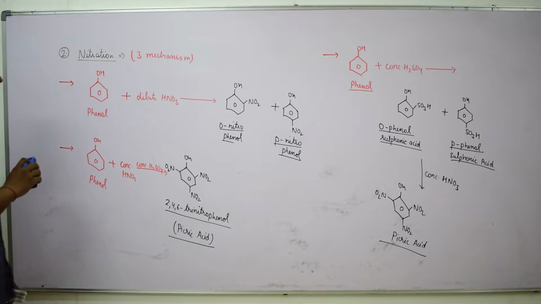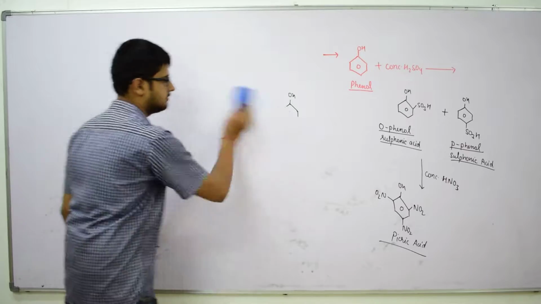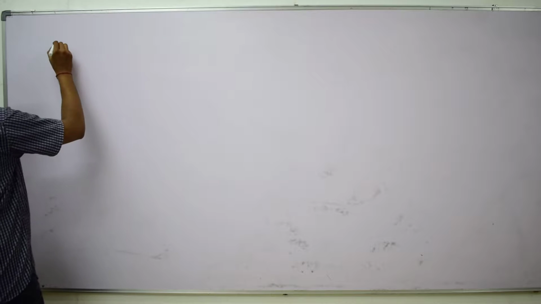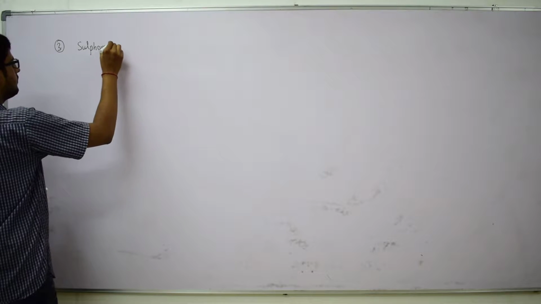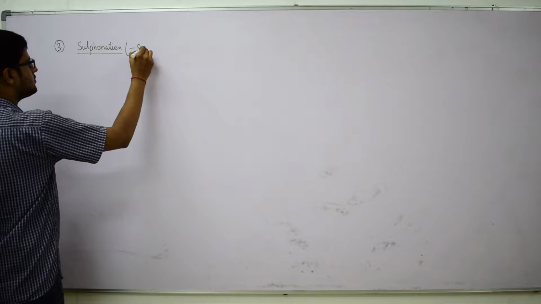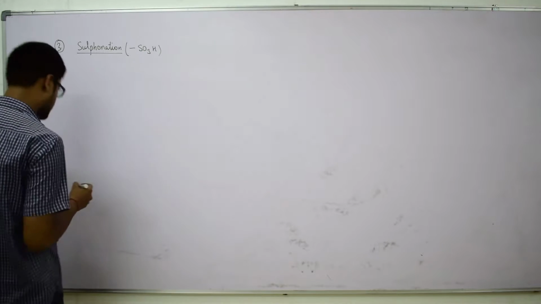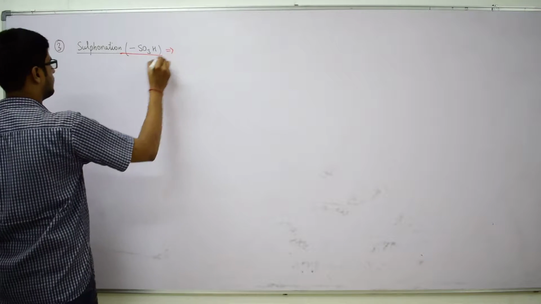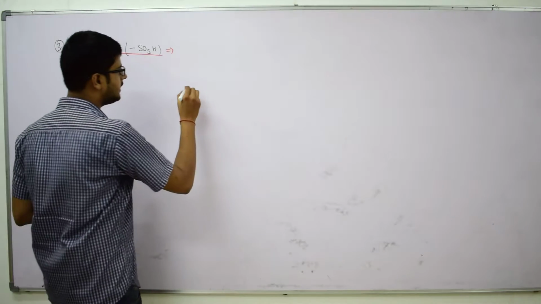Now let us come to the third reaction, that is sulfonation, that is addition of the sulfonyl group. In this reaction we will introduce the SO3H group, which is called sulfonyl group. In the case of sulfonation, there are two mechanisms.